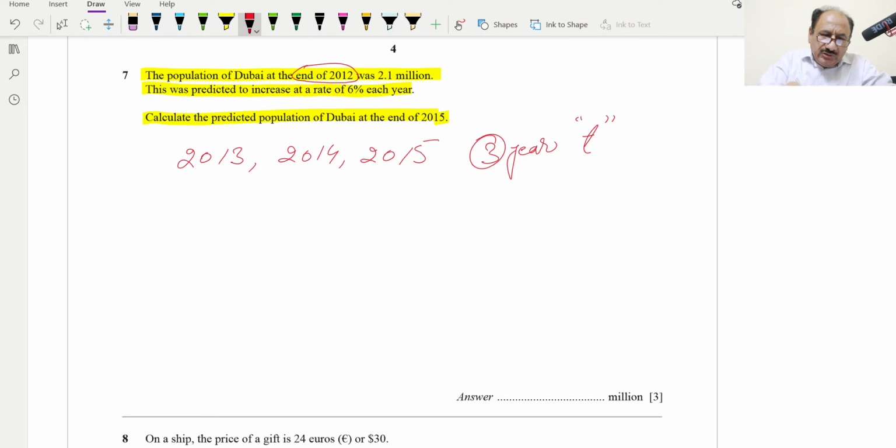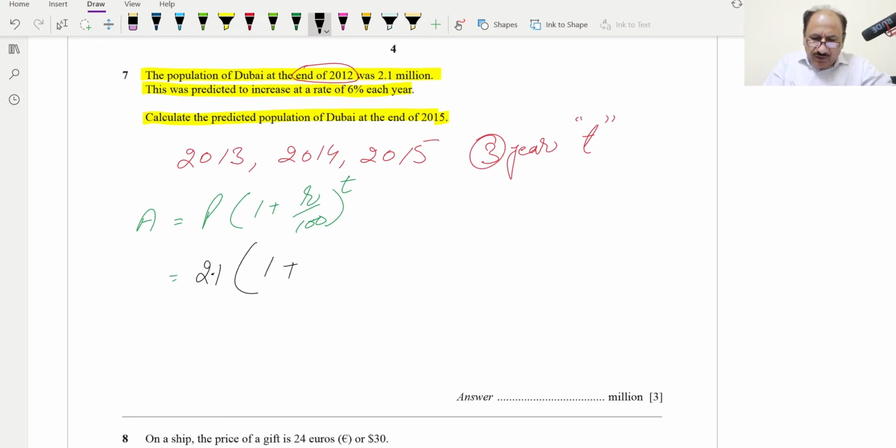So we will use the compound interest formula, which is P into 1 plus r over 100 raised to the power t, and we will replace the values. So 2.1 million starting population, and 1 plus rate is 6%, which is provided, so 6 over 100, and t is 3 years, which we have checked over here.